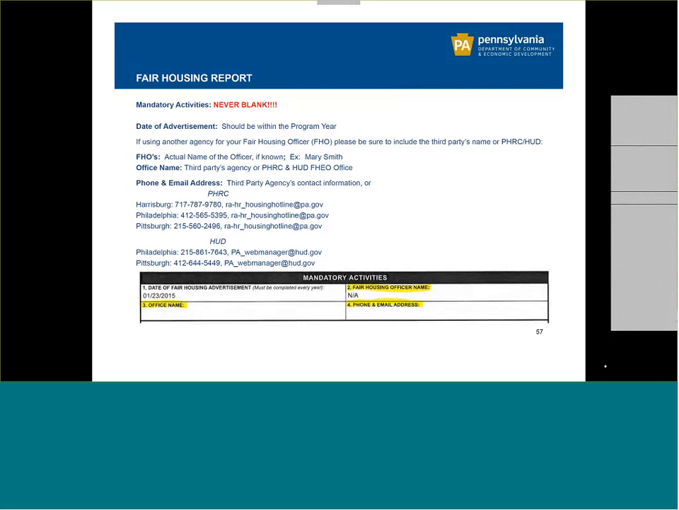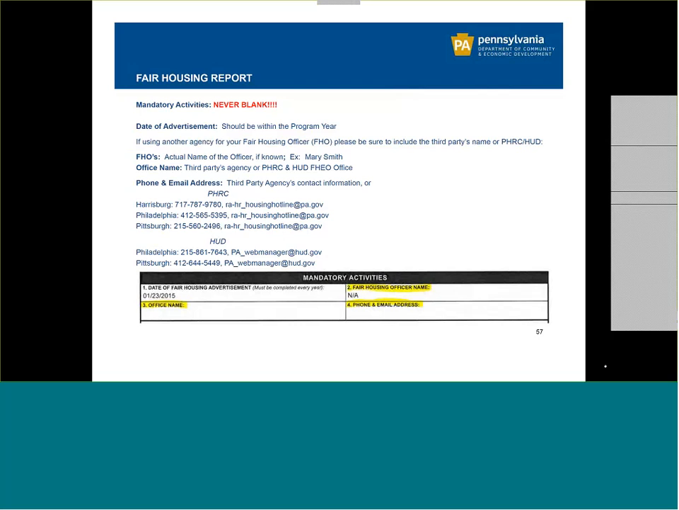Okay, moving on then to the Fair Housing Report. Mandatory activities, we should never see anything blank. It is mandatory, which means you are required, whether you are CDBG, CDBG-DR, Home, ESG, NSP, competitive, you are required to do an activity. We're not saying that you have to do a separate activity. You can go along with the county, but you then take credit for that as well.